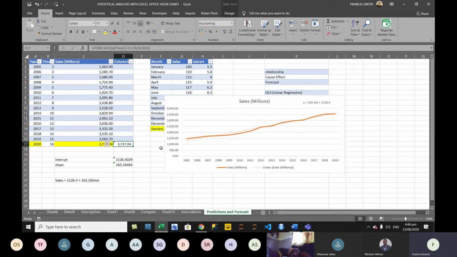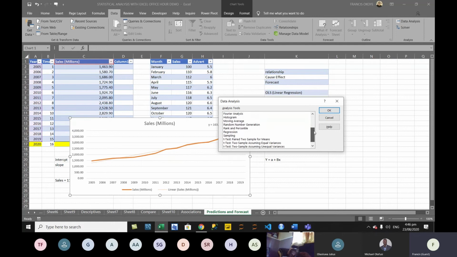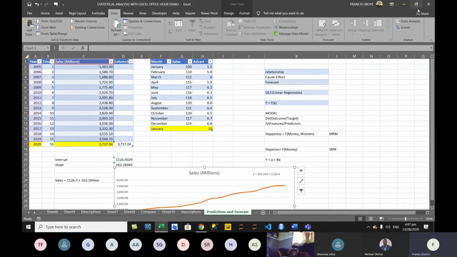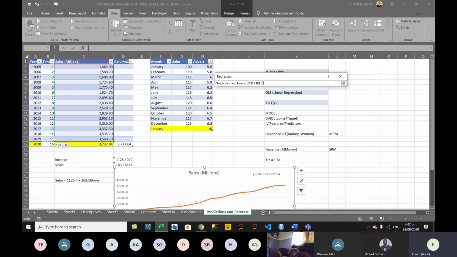But they have also made life easy for us because it's now in your data. Look, if I come to my data analysis, I come down, can you see your regression? So you also have your regression there, okay? So what's my Y? This is my Y, so I can pick my labels, okay? So let me take that aside. So I go to my data analysis, regression, okay, I pick my Y, so this is my Y. Let me select that. Okay, what's my X? This is my X. So let me pick my X over time. Okay, I select my labels.